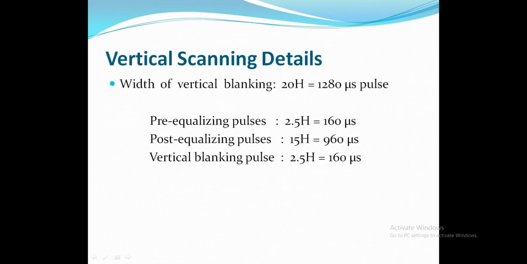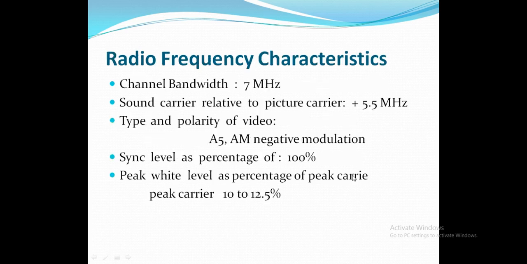In vertical scanning, vertical blanking is 20 H, that is 1280 microseconds. In that, pre-equalizing pulses is 160, post-equalizing pulses is 960, and vertical blanking pulse is 160 microseconds.